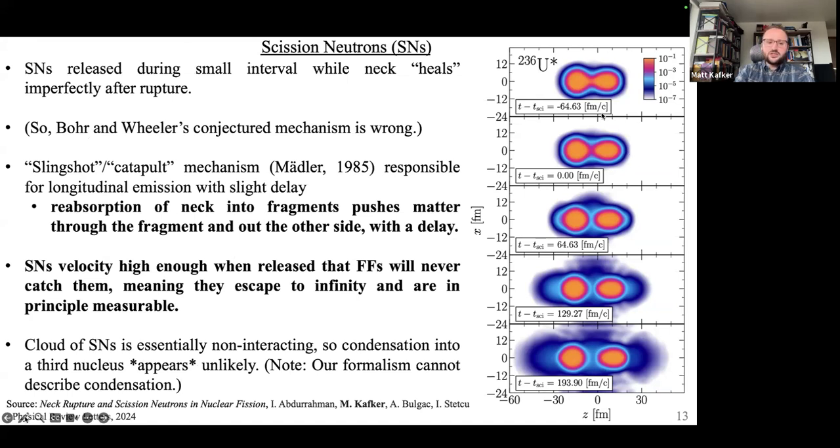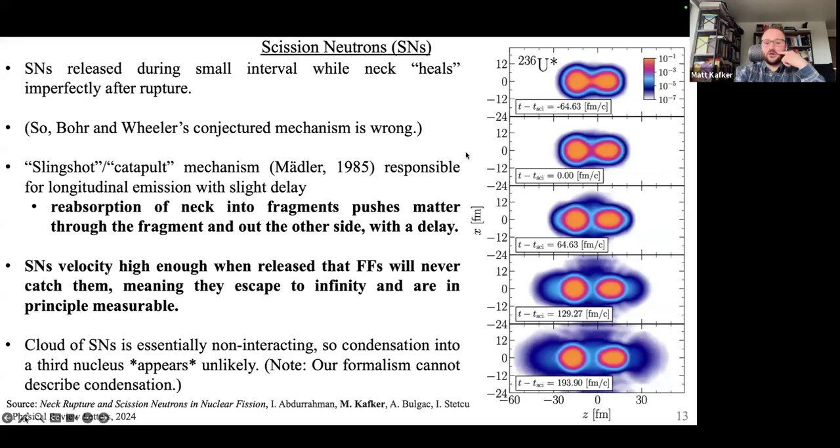So the scission neutrons are released during a small interval of time while the neck heals imperfectly after the rupture. So the rupture takes place basically here. It hasn't ruptured in this top frame, and in the second frame it has ruptured, and you see some of the neutron matter just doesn't get swallowed up into the fragments. And we mentioned this in the paper. It's somewhat like, but not quite like, a balloon popping in the air flying out, because you have sort of this viscous fluid with surface tension and things like this. But it's an imperfect healing process that ultimately gives rise to the ring-shaped cloud.